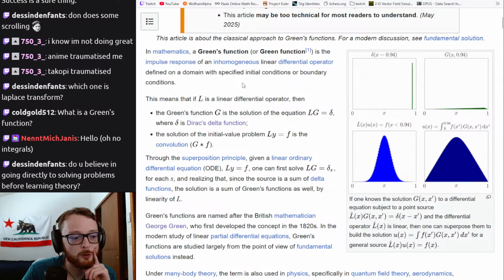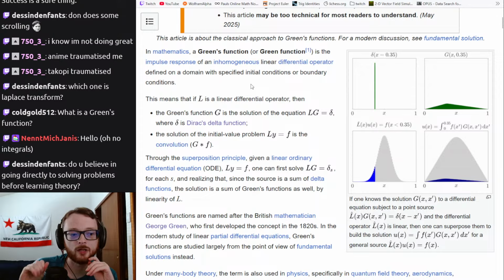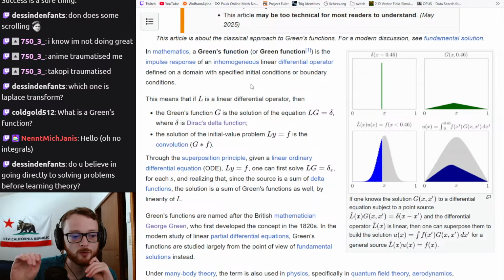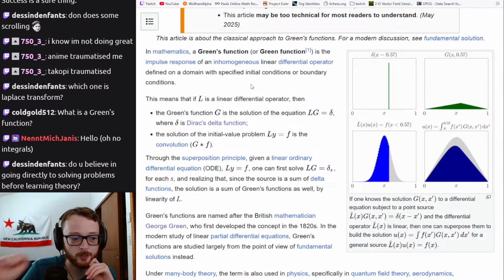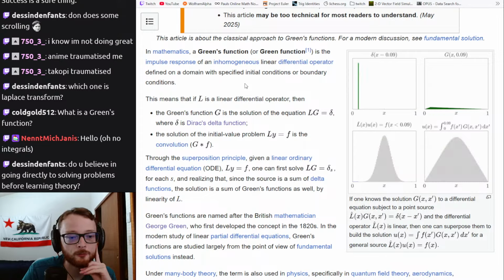Do I believe in going directly to solving problems before learning theory? I believe in getting a surface level understanding of the theory, solving problems, then a deep understanding of theory. That's the order that works for me personally. I didn't truly understand the theory of calculus until I grinded through a bunch of derivative and integral problems.